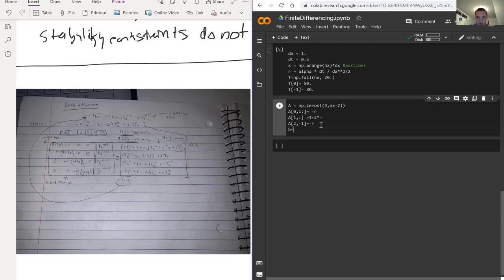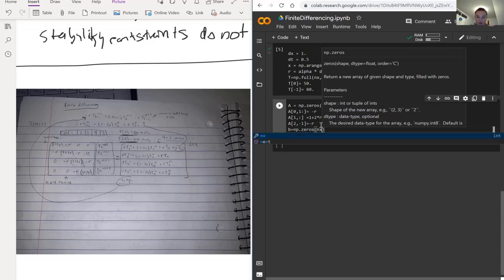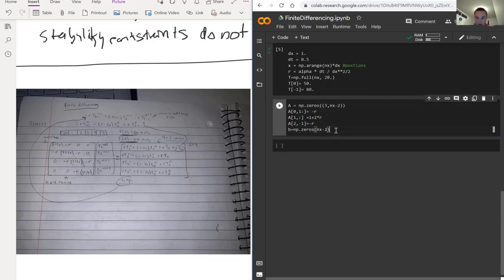0. So we'll do B equals, and then we'll go np.zeros, and then we'll say that this needs to be the shape of basically 2 minus the number of our temperature bars, since we have the 2 specified temperatures. So that'll be nx minus 2. And then that's going to put in our vector of our right-hand side of the equation. Okay, and then now what we need to do is basically set up our vector.